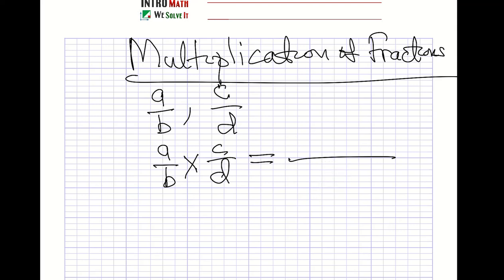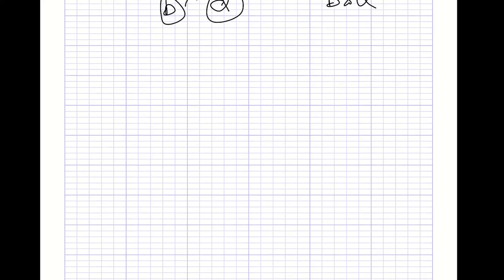You multiply a times c, and you multiply b times d. That's it. This is the easiest. So the numerator of one fraction is multiplied by the numerator of the other fraction, and the denominator of the first fraction is multiplied by the denominator of the second fraction. That's all. Very simple. So let's do some examples. We're gonna run through this quick.